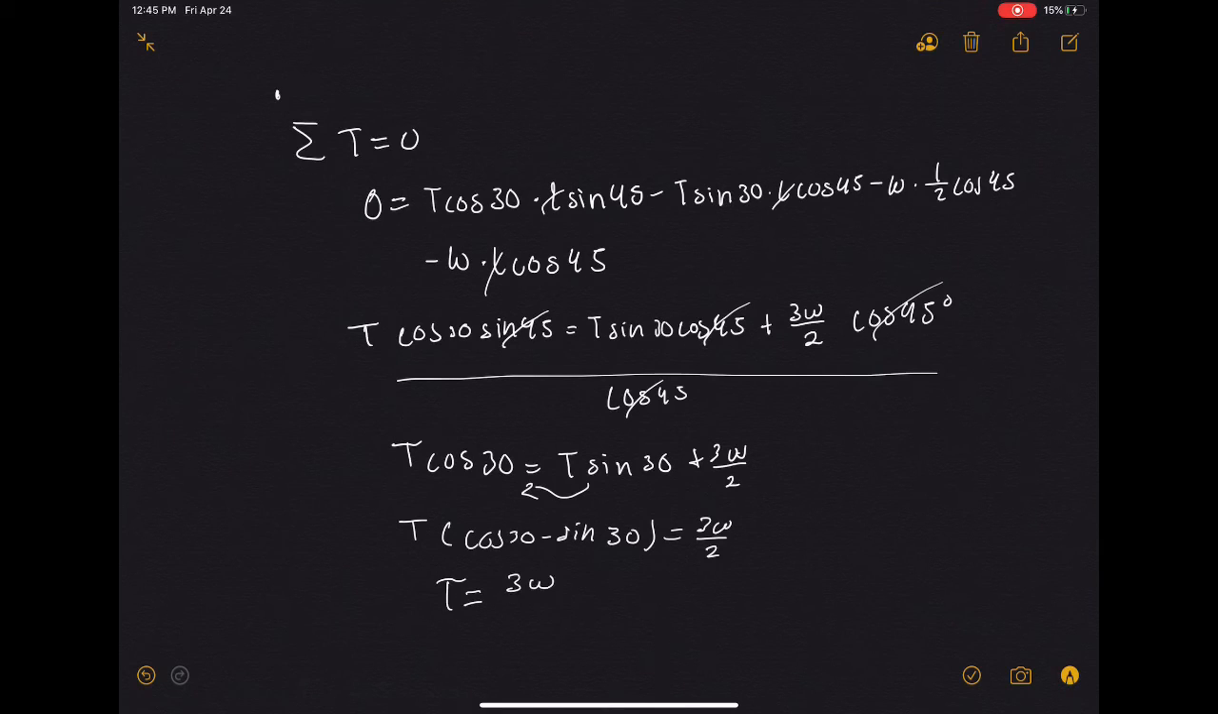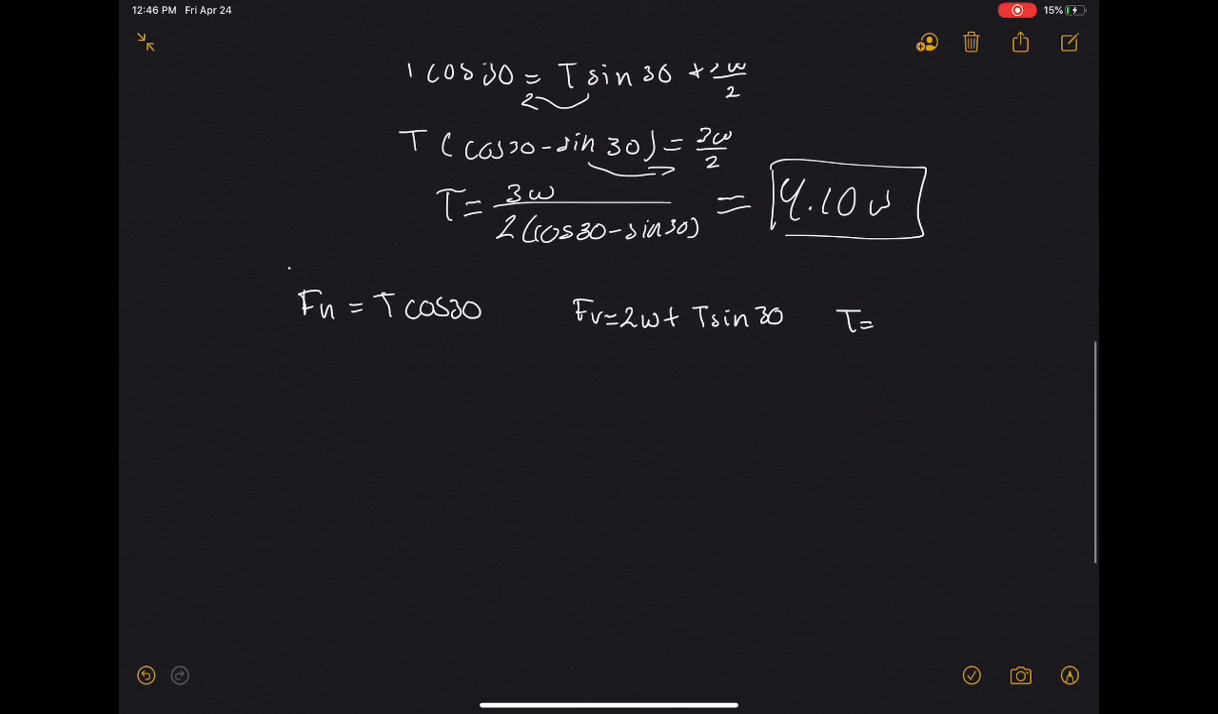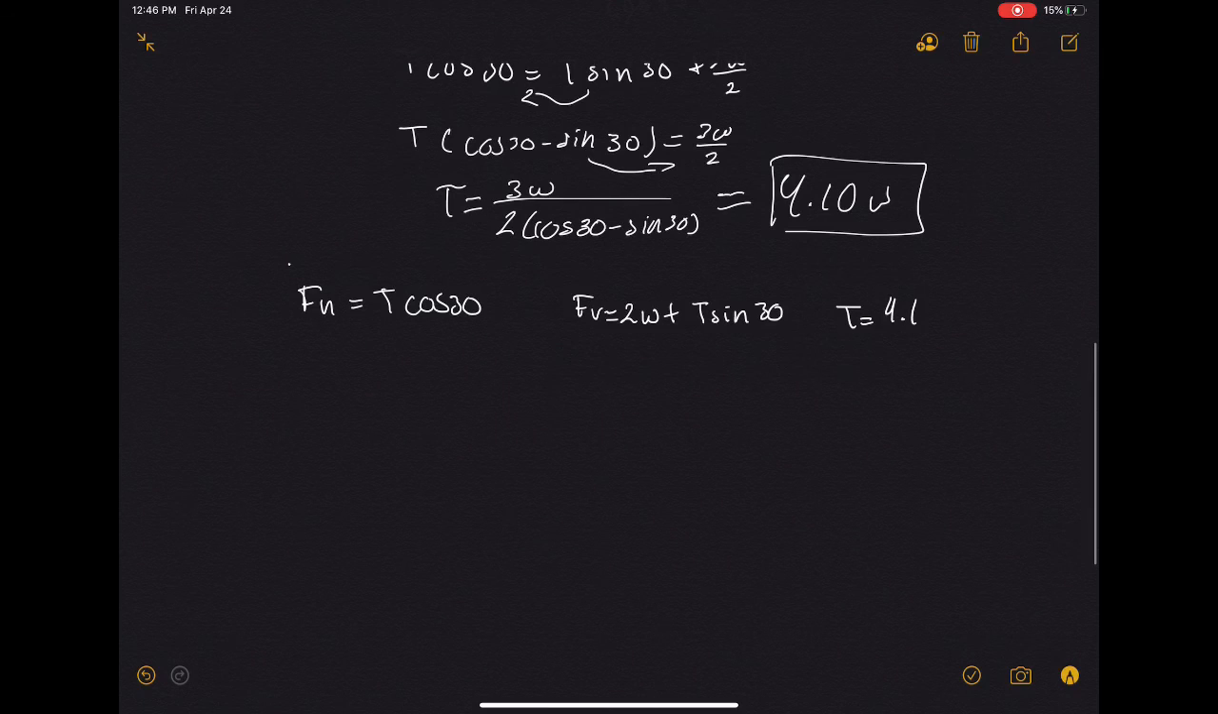We can take this 3W and divide it to the other side, and we get 3W over 2 times cosine 30 minus sine 30, and that's going to give us 4.10 W. That's going to be the tension. So now we have our 4.10 W right here.